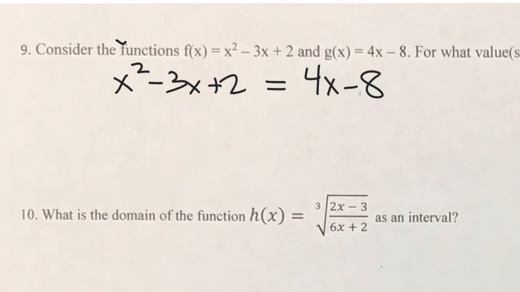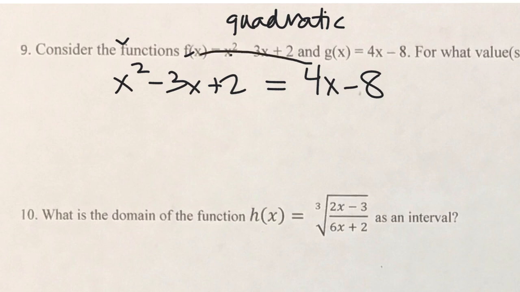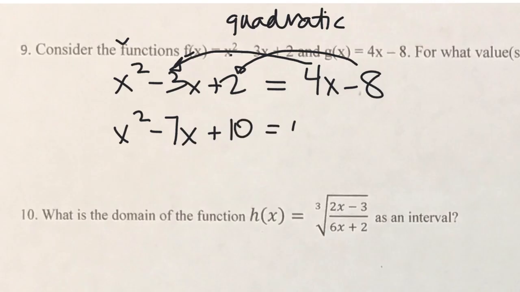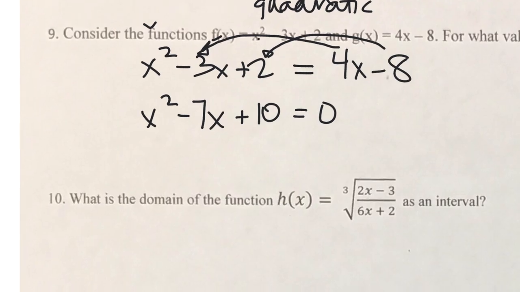Because we have an x squared, an x, and a number, we're going to make this into a quadratic and solve it. So everything is going to come onto one side of our equal sign. We're going to minus the 4x, so we get minus 7x, and we're going to add the 8 to get plus 10 equals 0. Now we have a quadratic that we're going to have to factor.